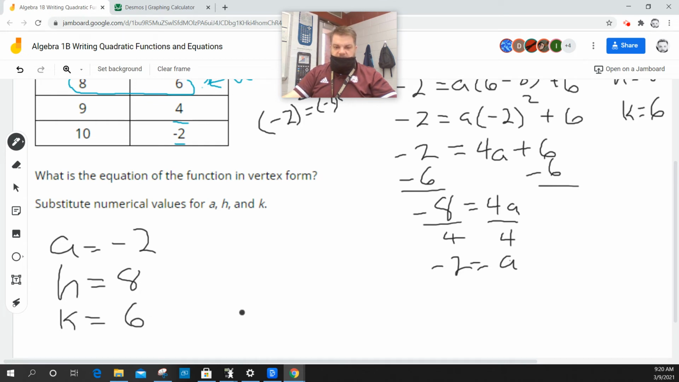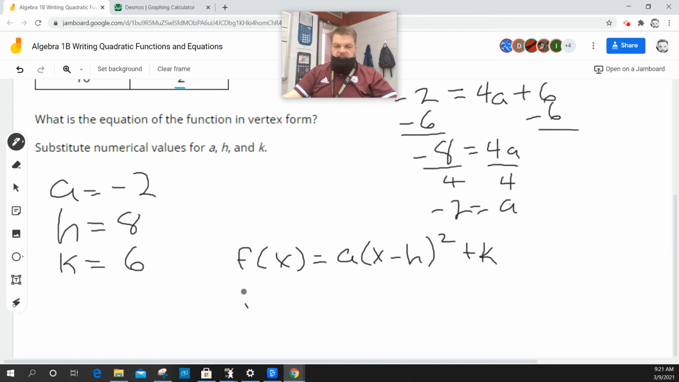So then my final function should be, remember, it's a times (x minus h) squared plus k. So that should be f of x is equal to, we're going to plug in a, which is -2. We're going to plug in h, which is 8. And then we're going to plug in 6 for k.